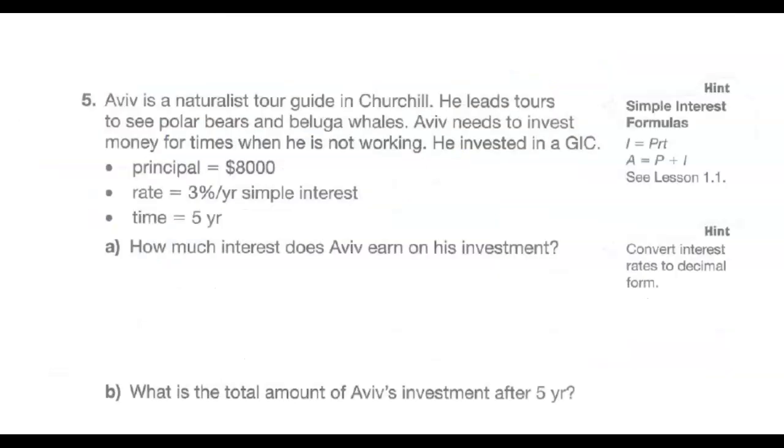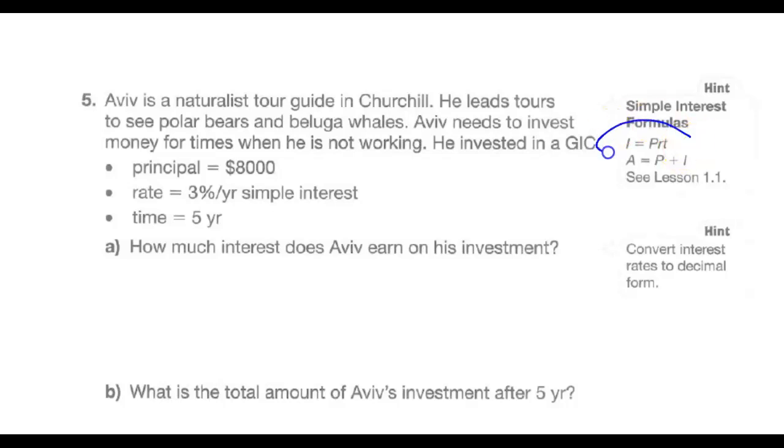Okay, next page. Aviv is a naturalist tour guide in Churchill. He leads tours to see polar bears and beluga whales. Aviv needs to invest money for times when he is not working. He invested in a GIC. So the principal is 8,000. The rate is 3% per year, calculated with simple interest, for a time of 5 years. So how much interest does Aviv earn on his investment?